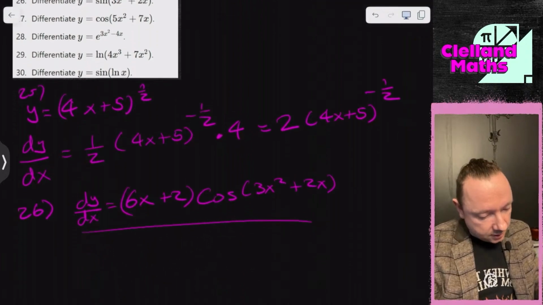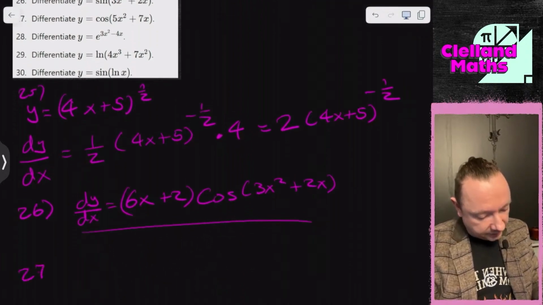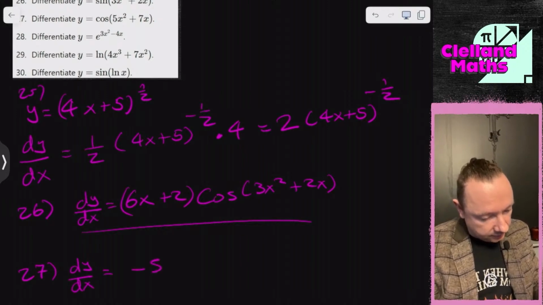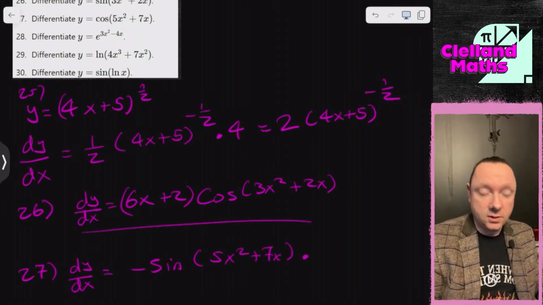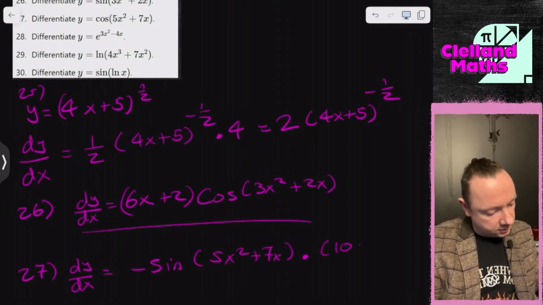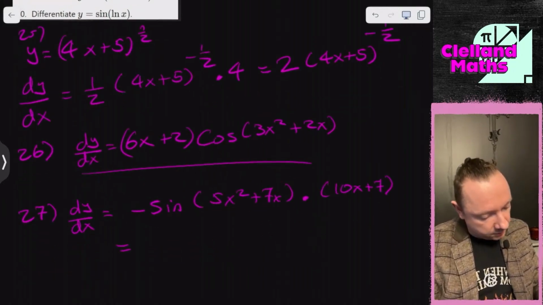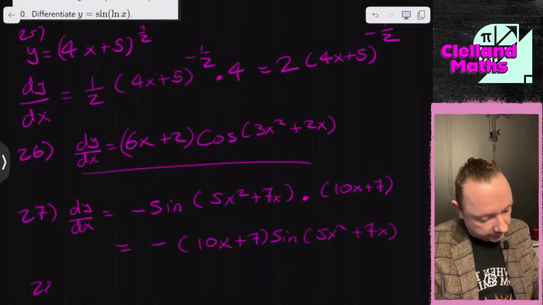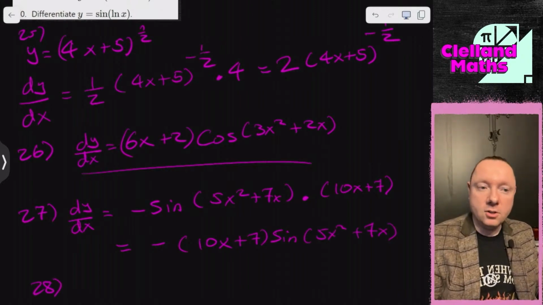27. Cos goes to sine, well, minus sine really. So we've got minus sine 5x squared plus 7x times, differentiate 5x squared plus 7x. What's that? 10x plus 7. I'm quite happy with that. Just tidy it up. Minus 10x plus 7 sine 5x squared plus 7x. That's good enough for me.